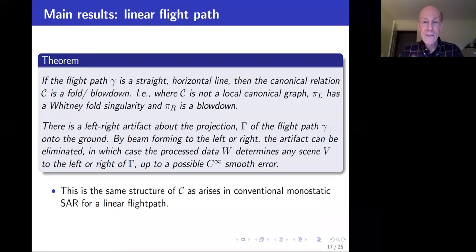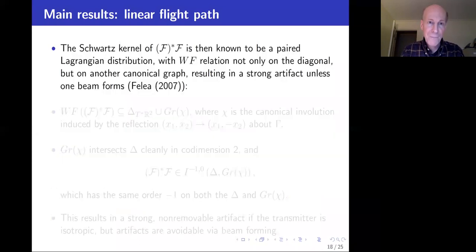So if the scene V is just to the right of the flight path or just to the left of the flight path, we can reconstruct it modulo C infinity. Now it turns out this is exactly the same thing that happens for conventional monostatic SAR with a linear flight path. So in some sense, there's no difference in terms of the artifacts and how you would deal with them between standard monostatic SAR and Doppler SAR for a straight flight path. However, that's not the case in the case of the circular flight path. But before I say that, let me say a couple more things.